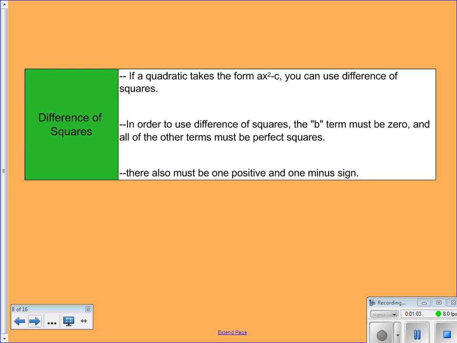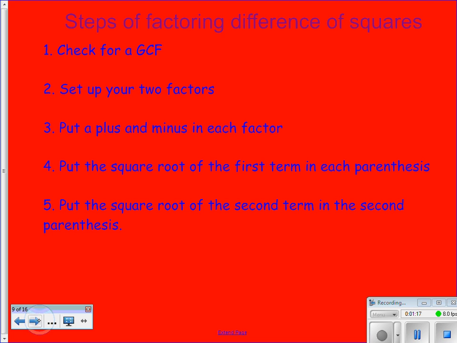Now, I want you guys to know that it doesn't matter where the plus or minus sign is located. Most of the time you'll see the minus sign in the middle when you're looking at differences of squares. But to be totally honest, it doesn't matter which one you have. It doesn't matter where it is.